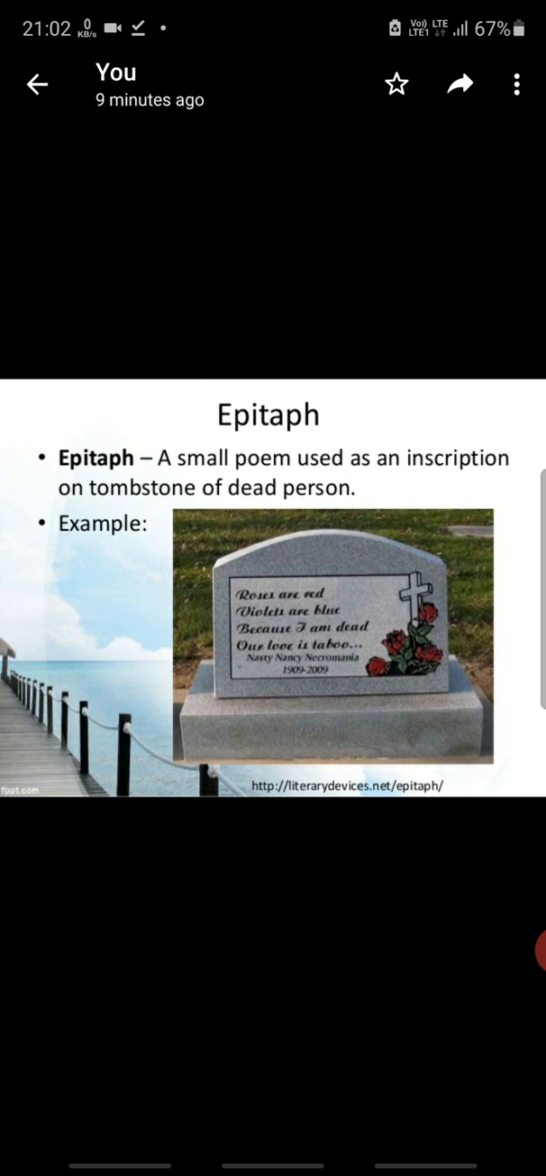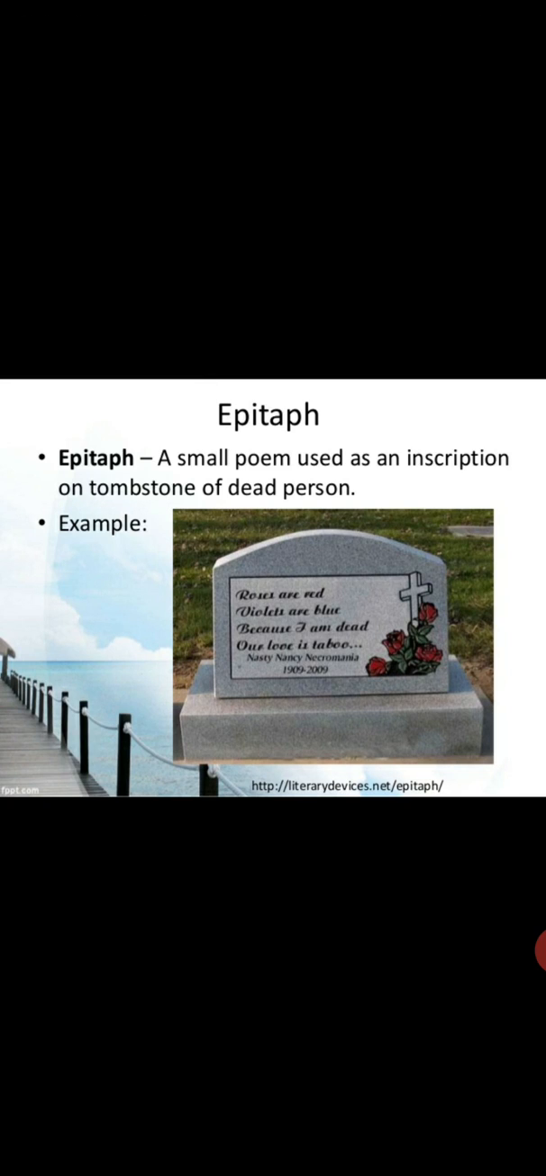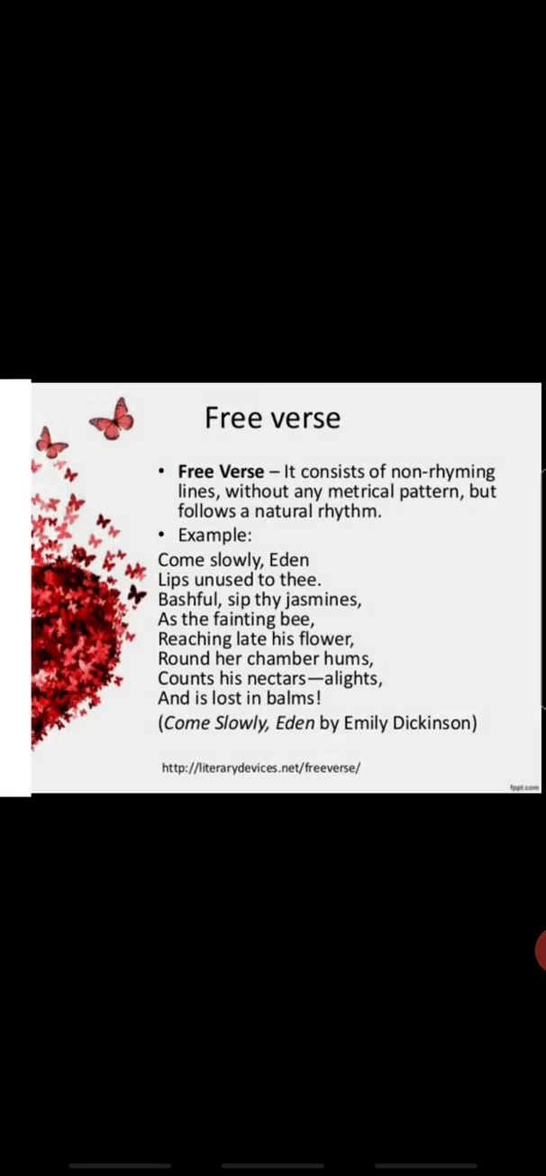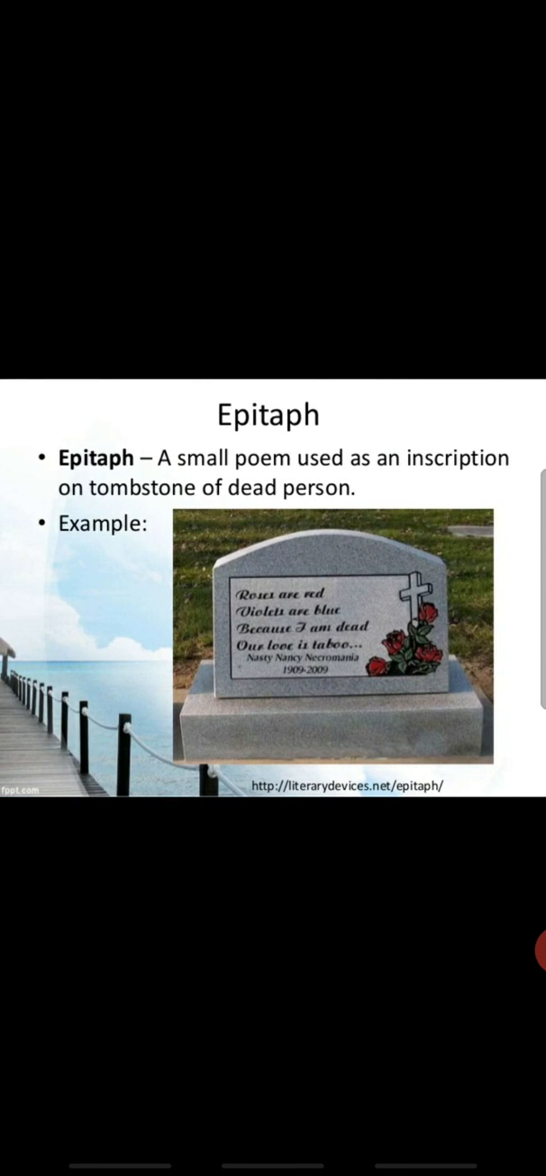Now epitaph. An epitaph is a small poem that is used as an inscription on the tombstone of a dead person. In the previous video we discussed Gray's Elegy Written in a Country Churchyard. At the end of that poem, the poet has written an epitaph in which the poet describes himself. So it's a phrase or form of words written in memory of a person who has died, especially as an inscription on a tombstone. I have given you an example: roses are red, violets are blue, because I am dead, our love is taboo.